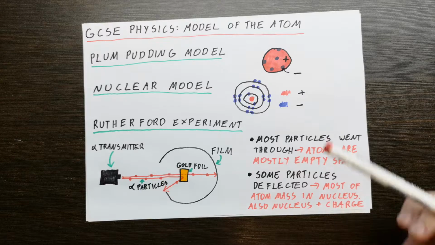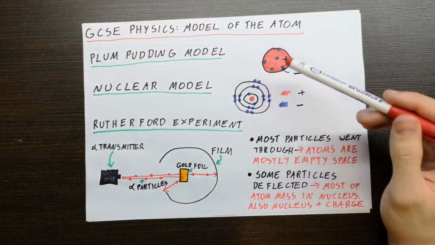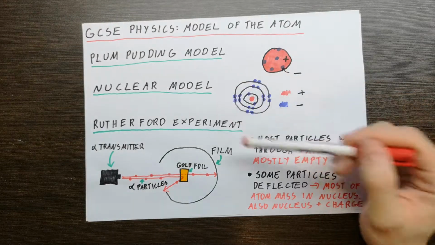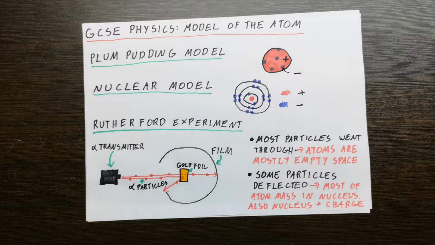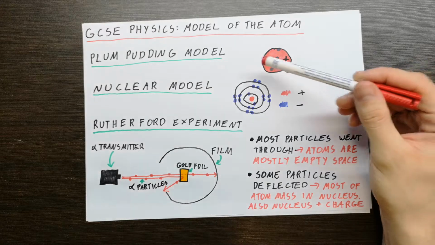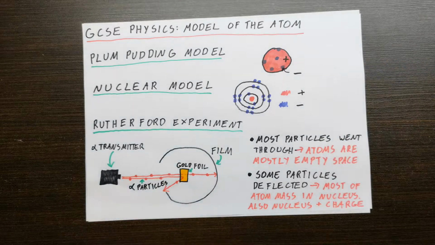Because if we had full space, if all of that was filled, then everything should be slightly deflected. Everything should be slightly deflected, and that's what could possibly happen if the Plum pudding model was indeed correct, but that didn't happen. So most particles went straight through, and that means that most of an atom is empty space.